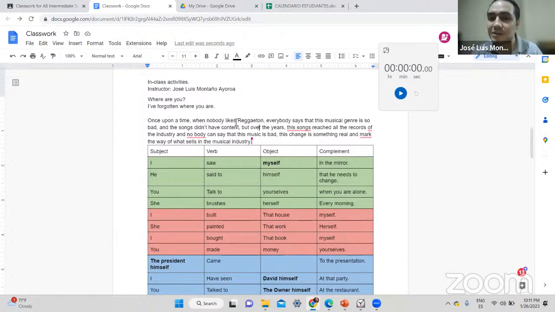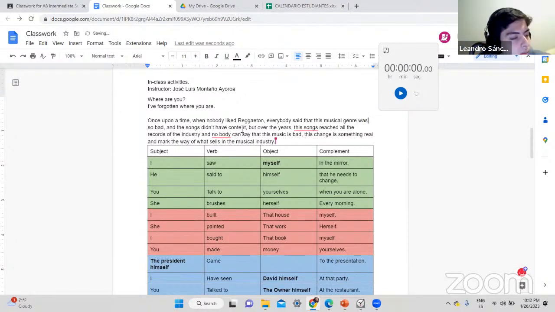So I believe that the best idea here is to change the verbs because of once upon a time and because this conjugation that you have here. I think it's better to make it in past. Okay, so the first part is going to be in past. So let's do that. So when nobody liked reggaeton, everybody said that this musical genre was, now we're going to go back to what you said, right? Was so bad and the songs didn't have content. But over the years, right, everybody said that these songs didn't have content.